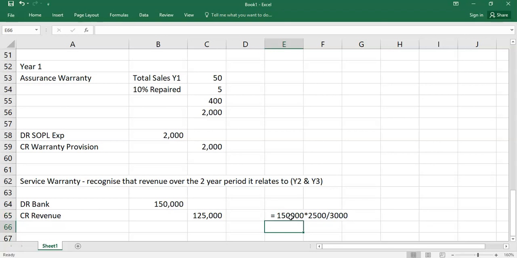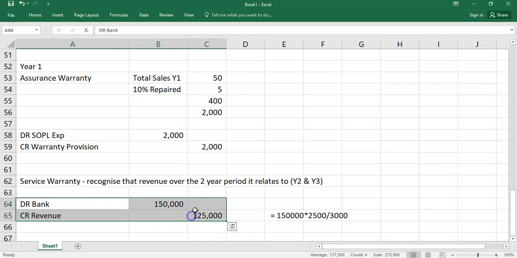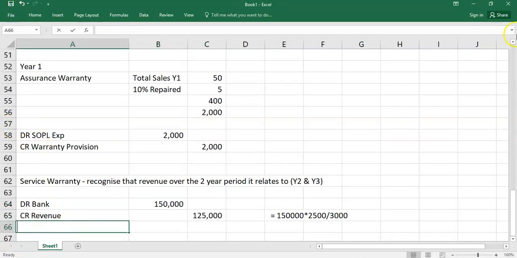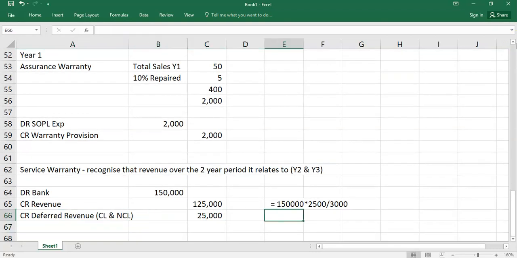2.5 divided by 3 is 5/6, or about 83.3%. So that can be recognized in year 1, because once you sell the product, you transfer the risk and reward of ownership, you can recognize the revenue. However, the remaining credit, you're going to credit deferred income or deferred revenue, and that is going to be a non-current liability. So it's going to be split between current liability and non-current, and that is going to be 25,000. Or it can also be calculated by saying it's 150 in total times 500 over 3,000.